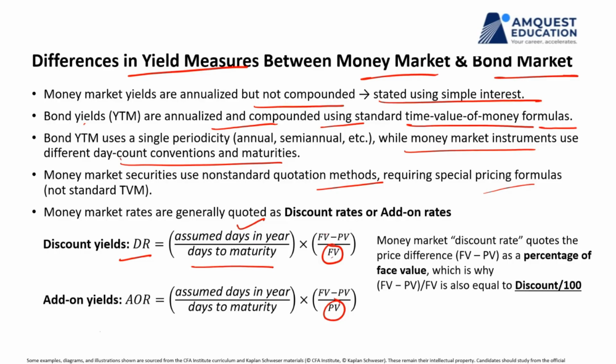A discount yield and an add-on rate. The discount always quotes the price difference as a percentage of face value. So if a bond is trading at a discount, you'll simply quote a discount yield. That is, 0.2% discount, 0.8% discount, 1% discount, and that is your discount yield. If it is trading at a premium, we are going to say add-on yield. That is an add-on yield of a quarter percent or 1% and so on and so forth. But just be careful in terms of the calculations. One of them is based on face value, and the other is based on the present value or the price of the bond.